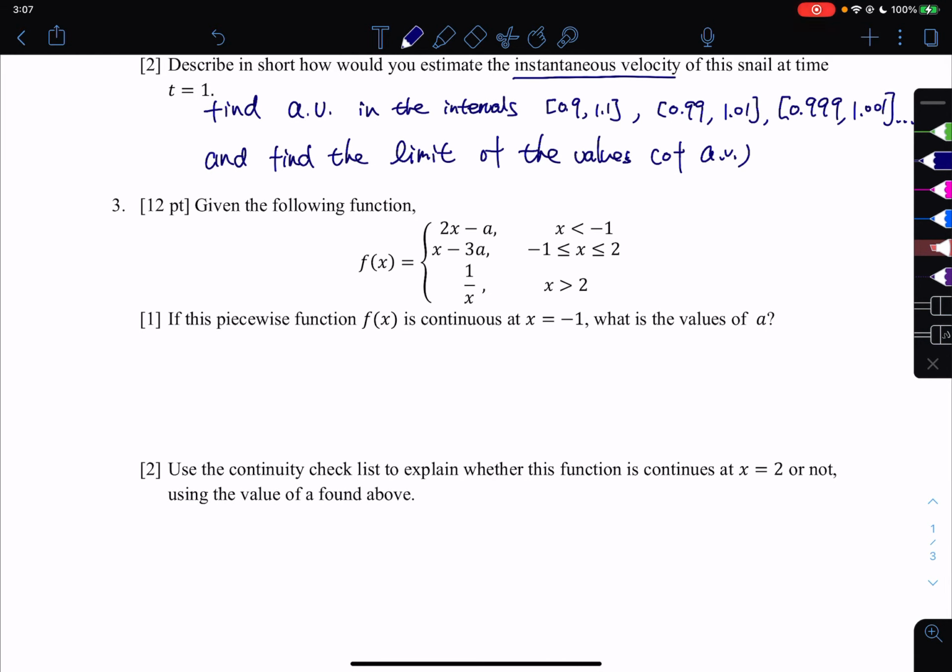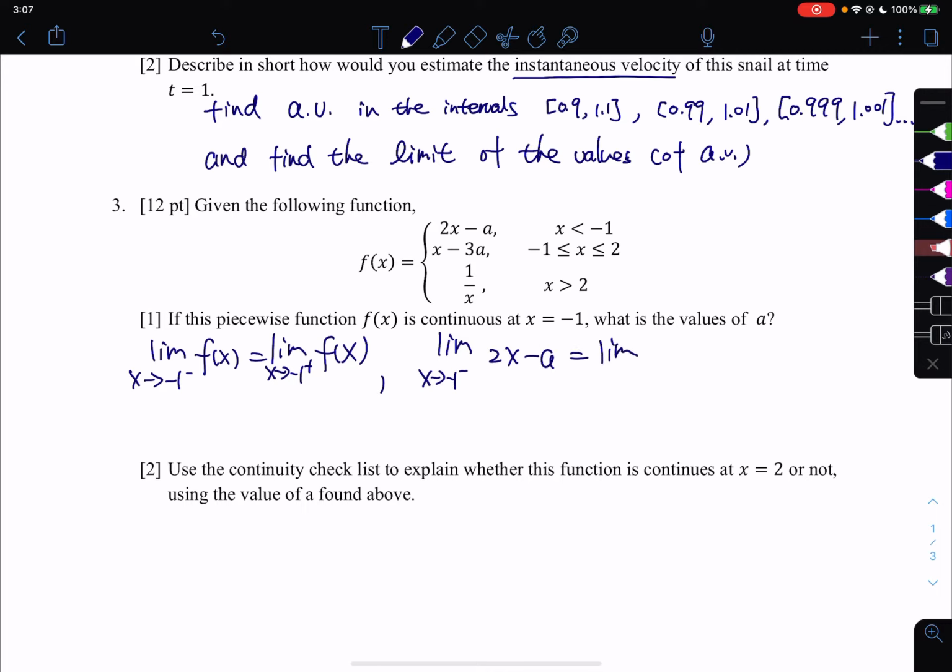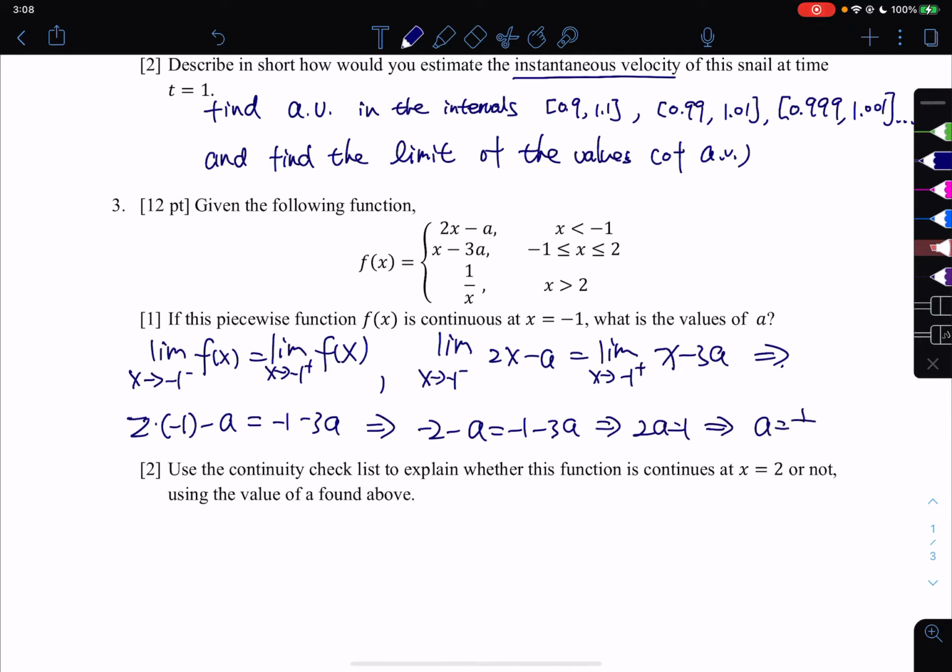I'm saying that my piecewise function here is continuous, so in other words, the limit from the left and the limit from the right should be matching with each other. So the limit as x approaches -1 from the left, 2x minus a, is the same as the limit as x approaches -1 from the right, x minus 3a. In other words, 2 times -1 minus a is -1 minus 3a. So -2 minus a is -1 minus 3a. 2a is 1, so a is 1/2.